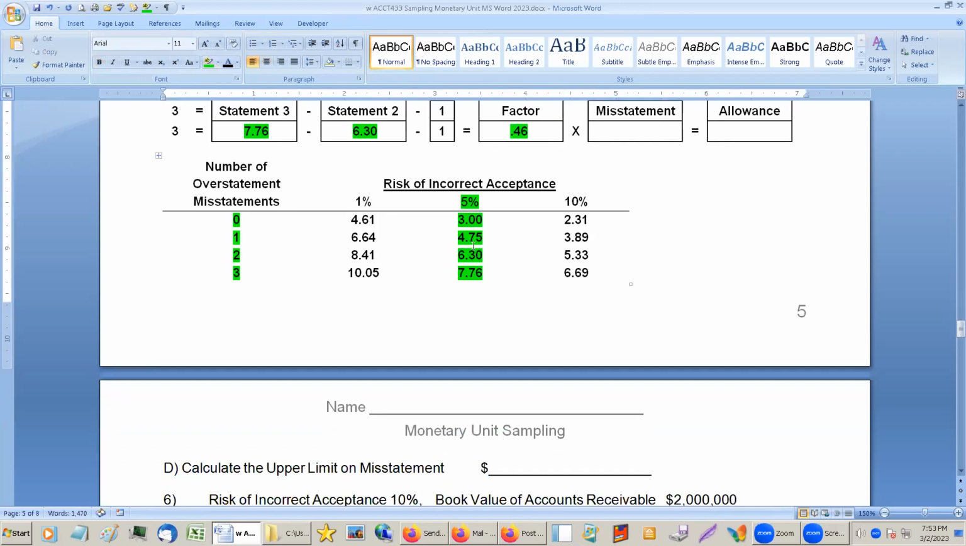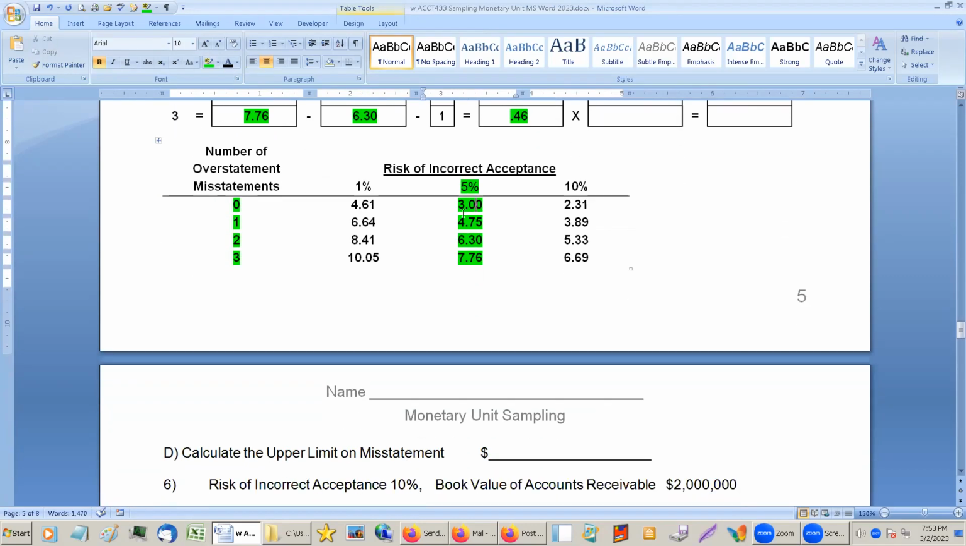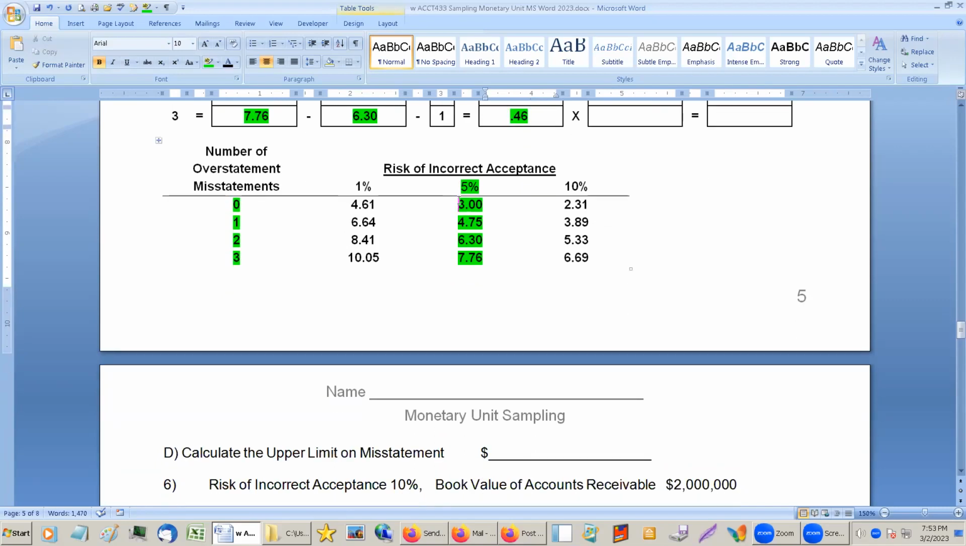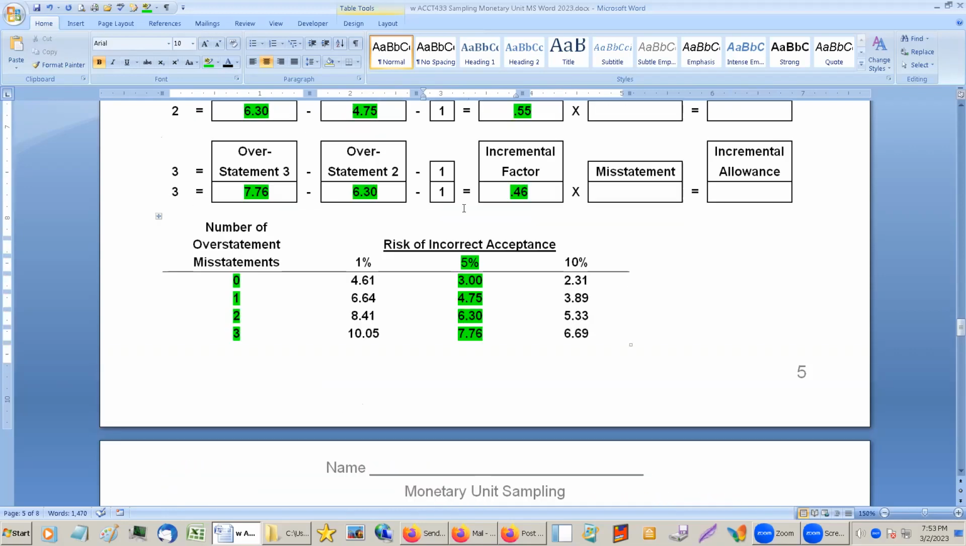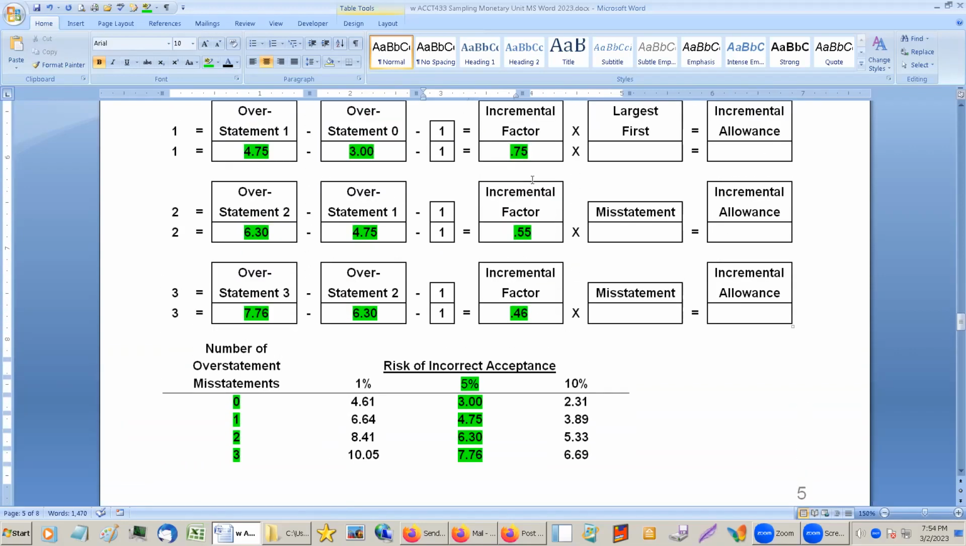Now, you may very well be asking yourself, like I have many times, why don't they just make an incremental factor table? It'd be easy to do using this table. But for whatever reason, they use the risk of incorrect acceptance, and then you jump through these hoops to get to it.